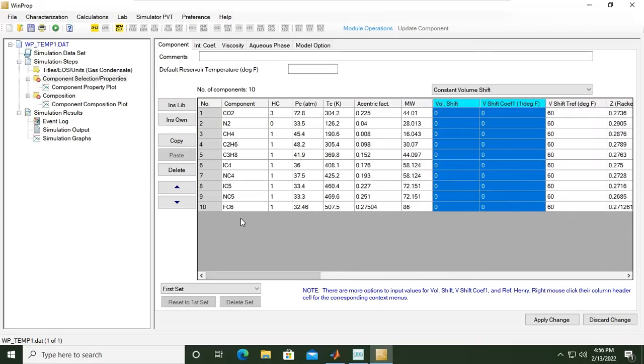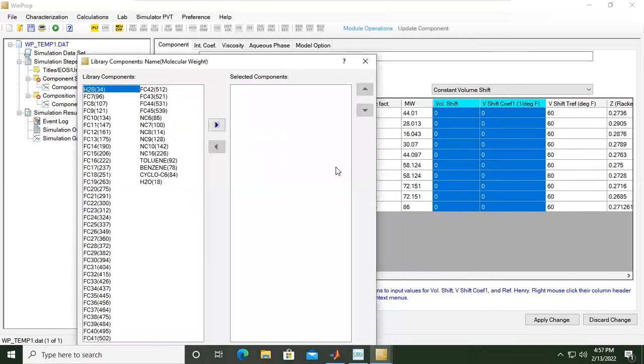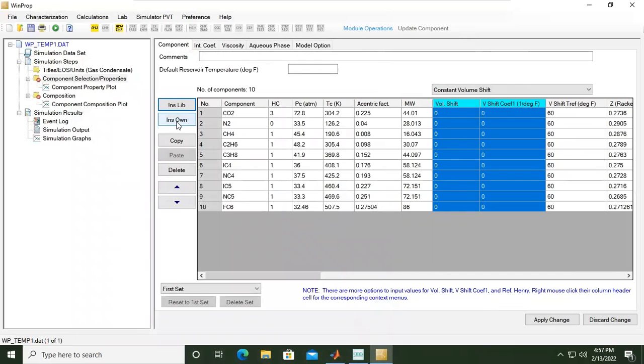So these are the basic components that will be involved in our simulation. Okay, basic components in our fluid. Now I actually also have C7 plus component. Okay, the heavier component, C7 plus. And of course, it's not in the normal library. So I will create a new component, my own component, which I call C7 plus. Okay, to do that, go to this one, insert component.